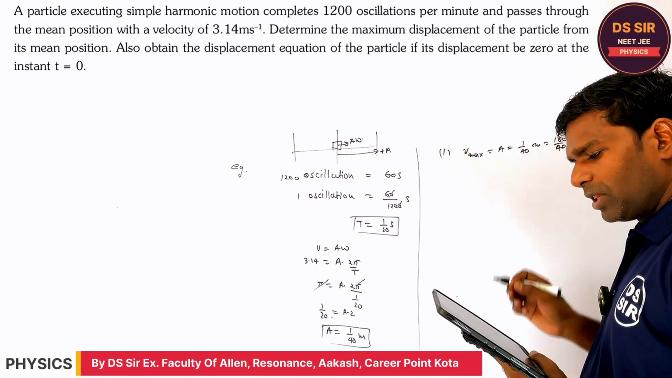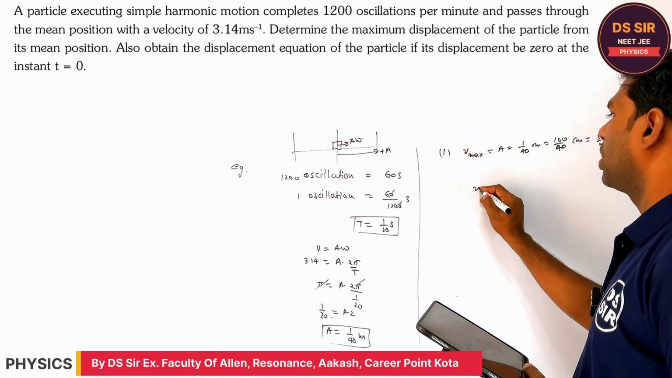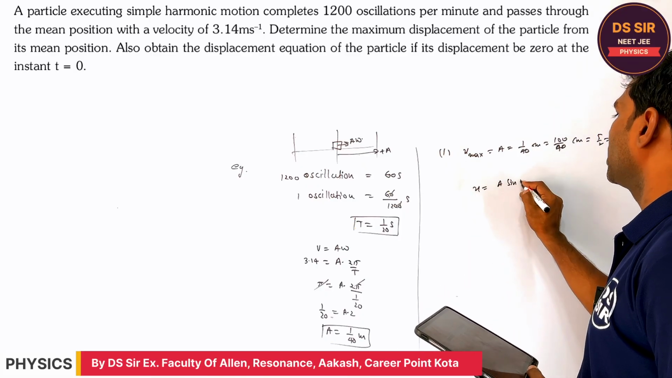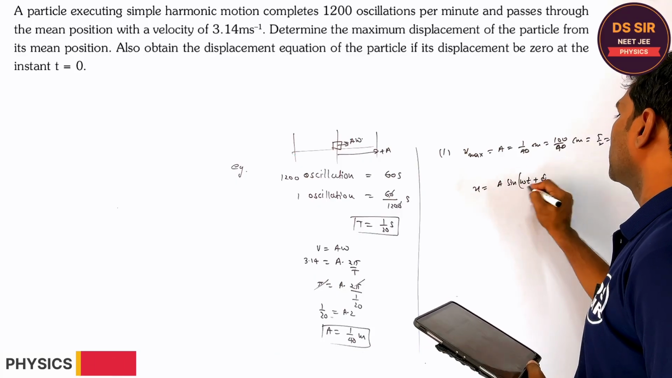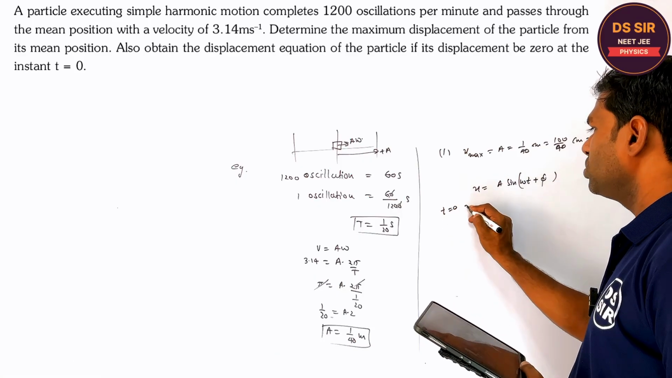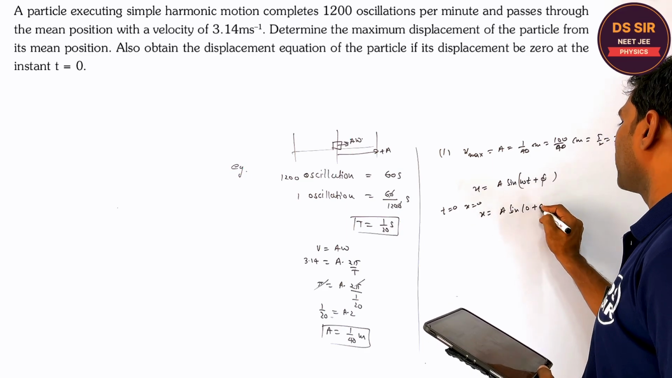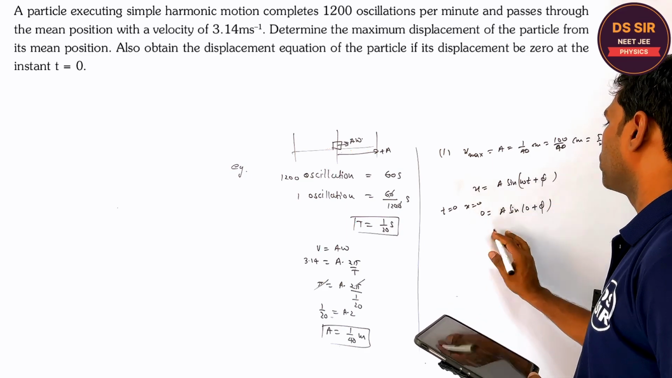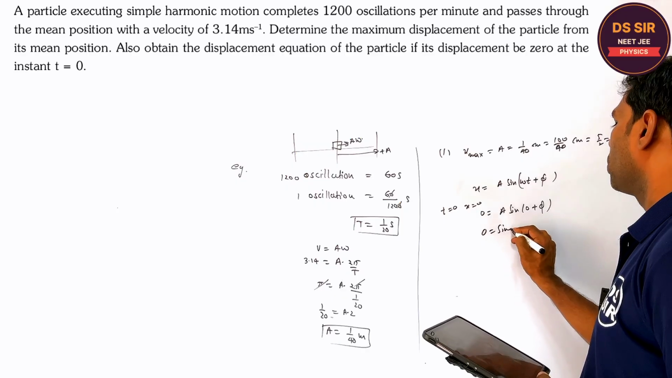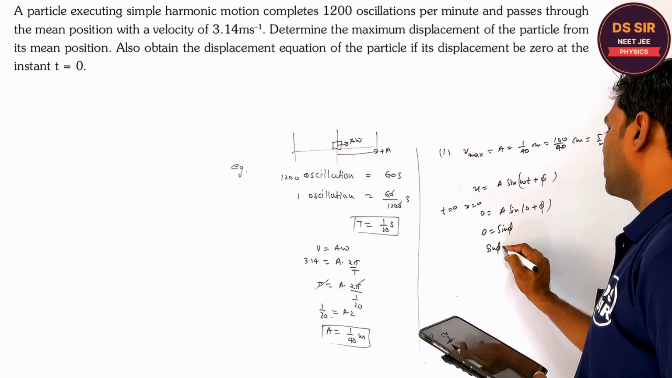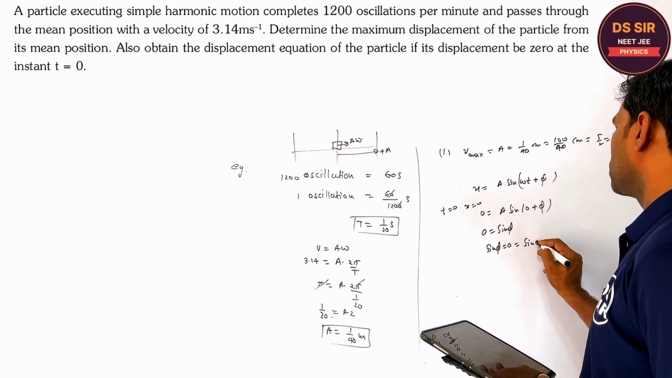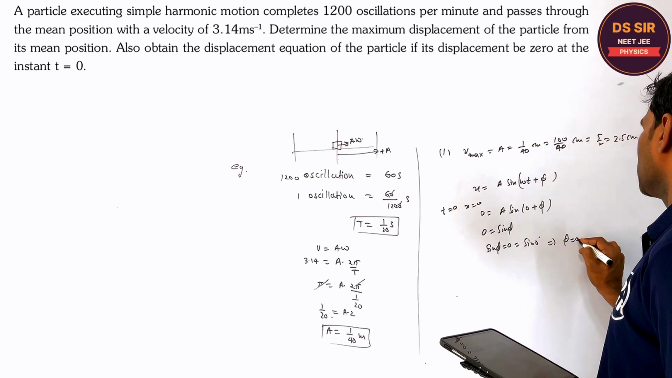2.5 centimeter is the maximum displacement. Also find the displacement equation. How to find? x is equal to a sine omega t plus phi. Listen one thing, at t is equal to 0, x is equal to 0, meaning a sine 0 plus phi, and the x is 0. So what is the sine phi? Sine phi is 0 is equal to sine 0. So phi may be written as 0 or pi.